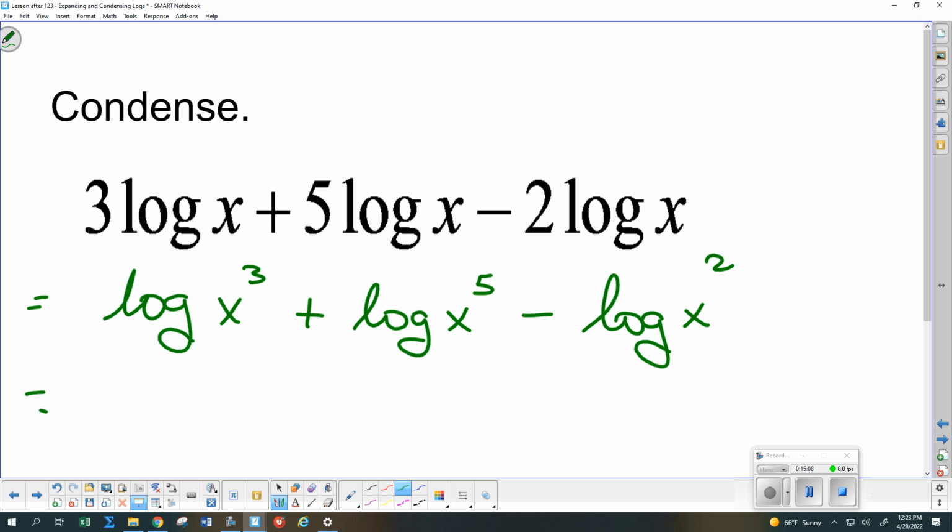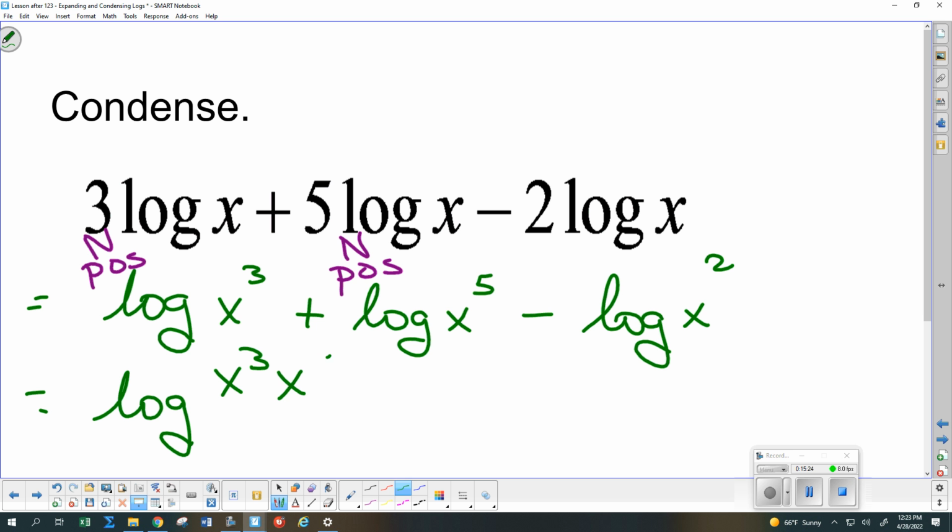So what I'm going to do is look for the ones that are positive and put them in the numerator. So this is going to be the log of x cubed times x to the fifth in the numerator, because if I have a log plus a log, I put them together by multiplying them. This one over here, however, had a minus or a negative sign in front of it, so it needs to go in the denominator, because the log of this minus the log of that I'd have to put together by dividing. So I put my x squared down here.